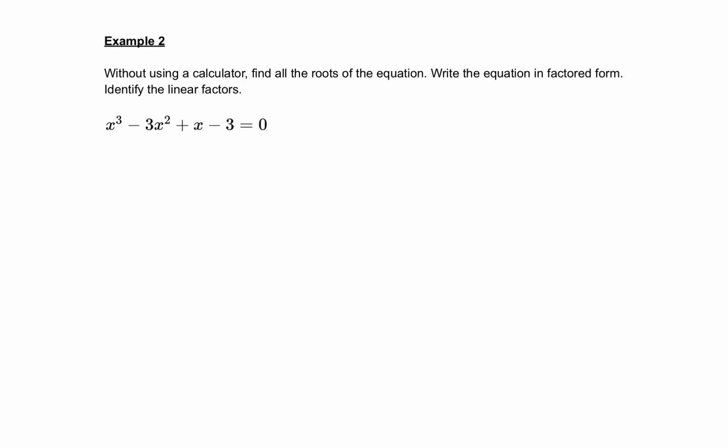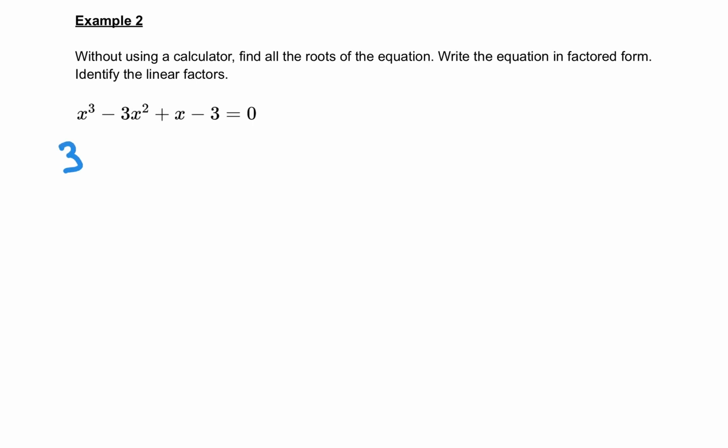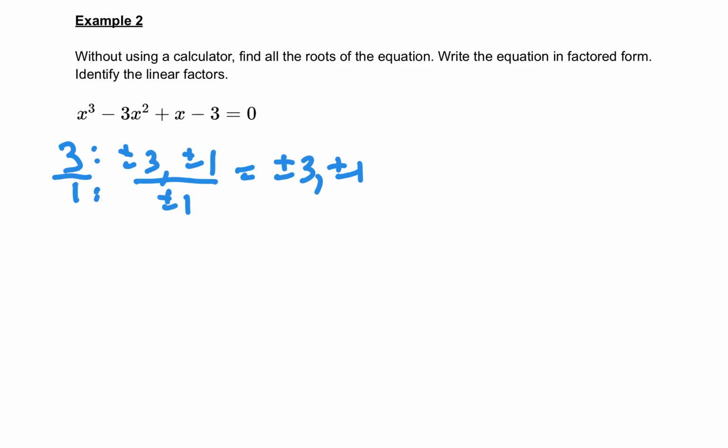So we're going to go ahead and find the 3 roots, or the 3 linear factors. How do I know it's 3? Because it's raised to the power 3. So we're going to start by finding the possible factors. We have plus or minus 3, plus or minus 1, divided by plus or minus 1. So it's just plus or minus 3, plus or minus 1. So let's go ahead and try 1. We're going to use synthetic division to see if 1 is a solution.